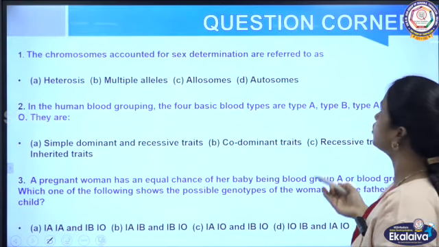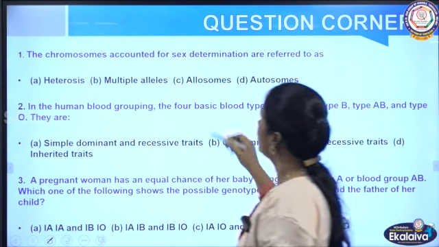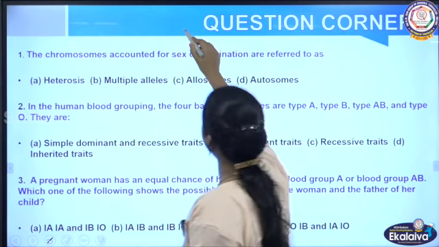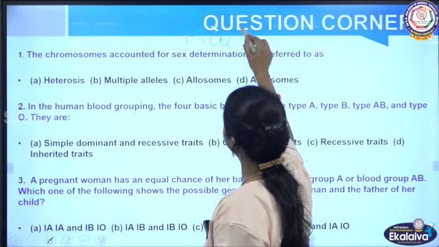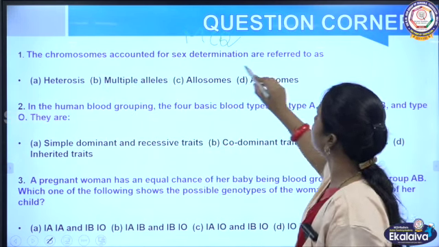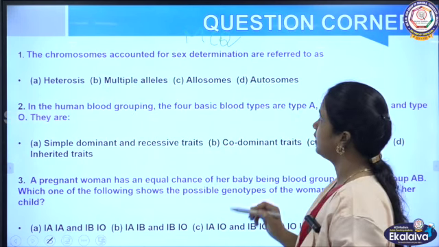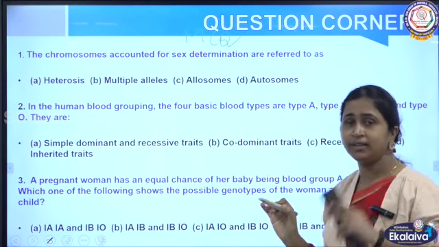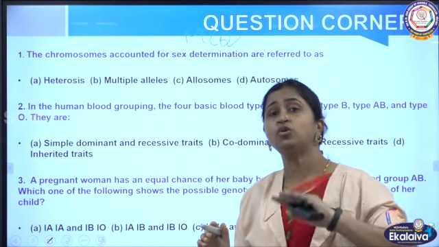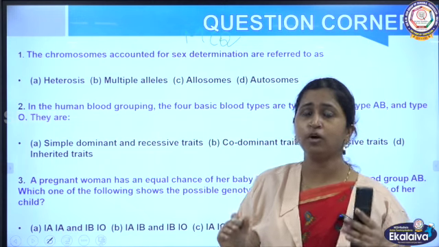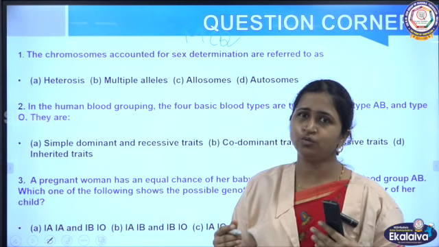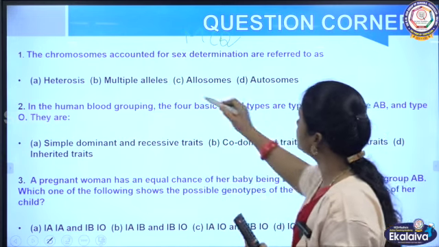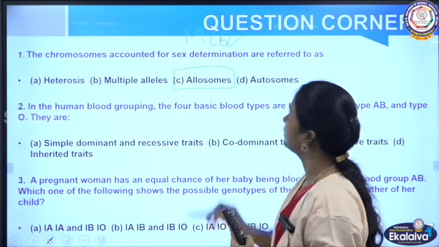Now the last topic, we'll have some questions. First question, it's like an MCQ. The chromosomes accounted for sex determination are referred to as: multiple alleles, heterosis, allosomes, autosomes. In the beginning we discussed autosomes and allosomes. Autosomes are body chromosomes, allosomes are sex chromosomes. So this is the right answer.